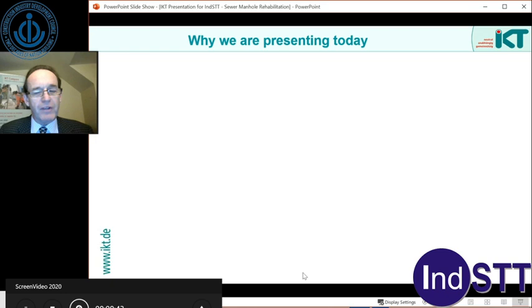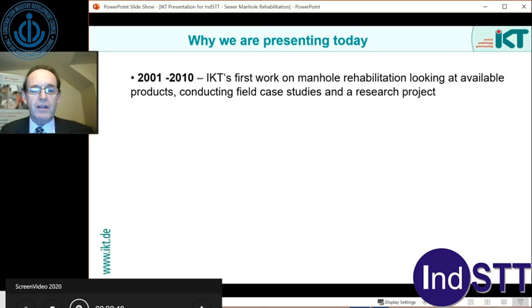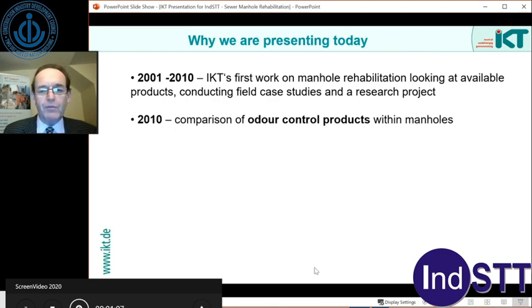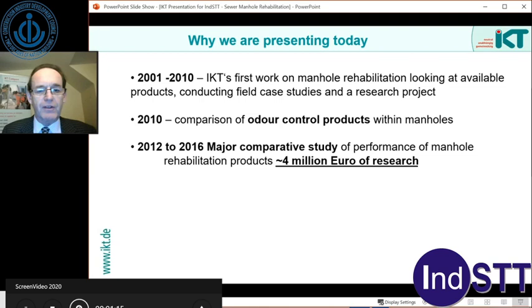So why are we presenting today on the subject of manhole rehab? Well, it started really 2 decades ago when German sewer network owners first were becoming aware that there were products available to help them rehab sewers, particularly in relation to issues concerning preventing infiltration. We did a little more work on something else that was of interest to them, which was odor control products that could be put beneath manhole lids in order to stop smells getting out. But then our main research was undertaken from 2012 to 2016, culminating in a major study comparing the performance of different technologies that were available.